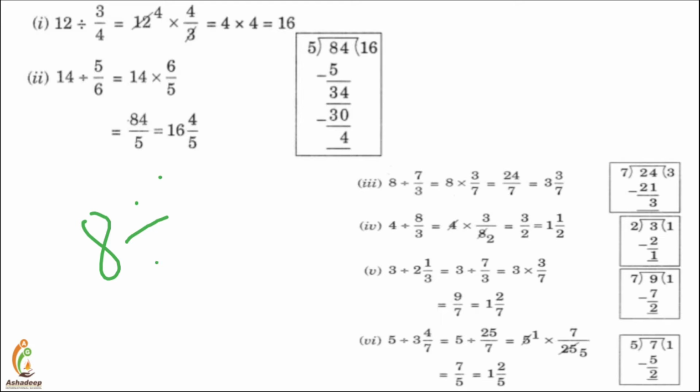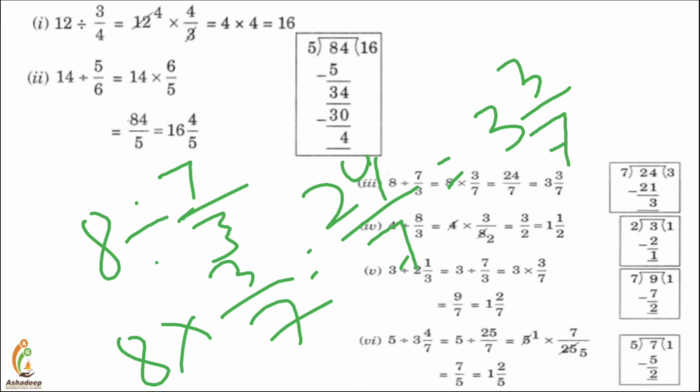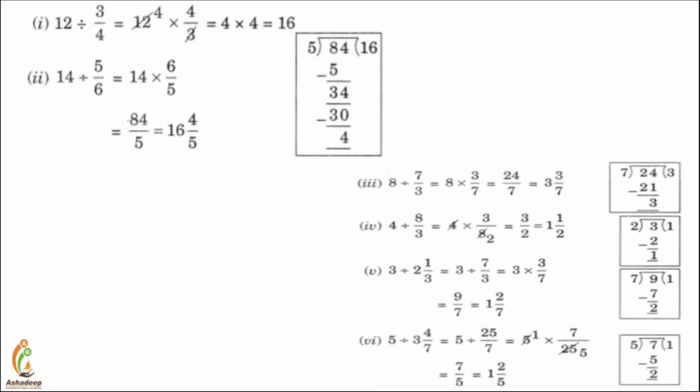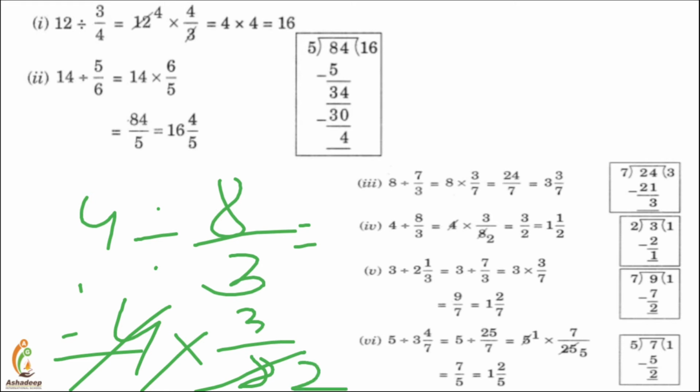Next is 8 divided by 7 upon 3. So 8 multiplied by 3 upon 7. Then 24 upon 7. 7 3s are 21. Remainder is 3, so 3 3 upon 7. Got it? Easy, right? Then 4 divided by 8 upon 3. So 4 multiplied by 3 upon 8. 4 1s are 4, 4 2s are 8, 3 by 2. That is 1, 1 by 2.